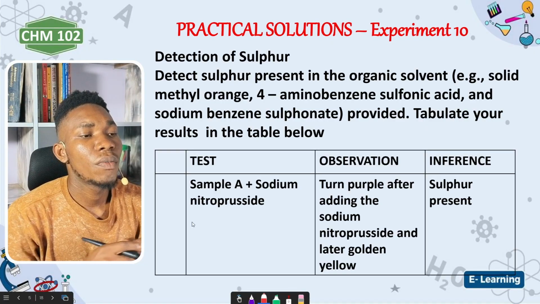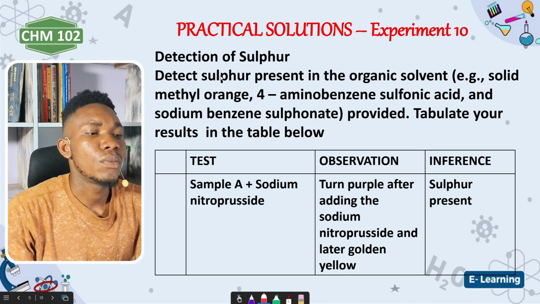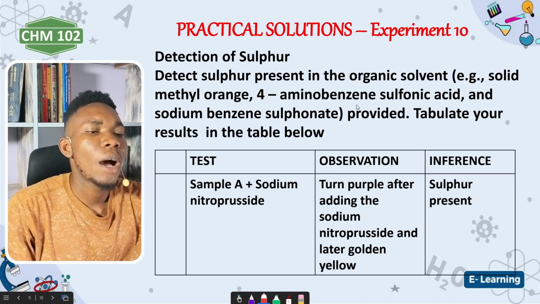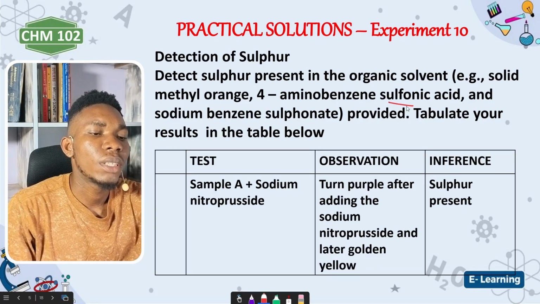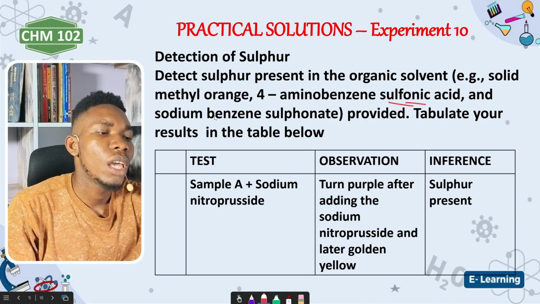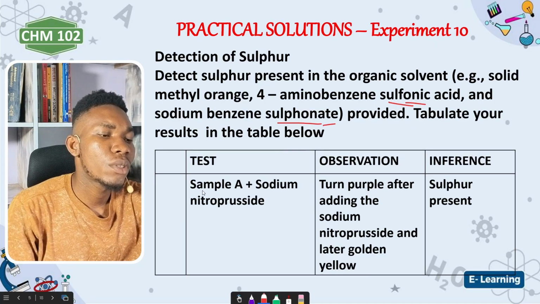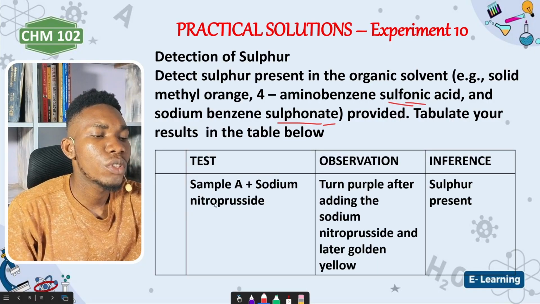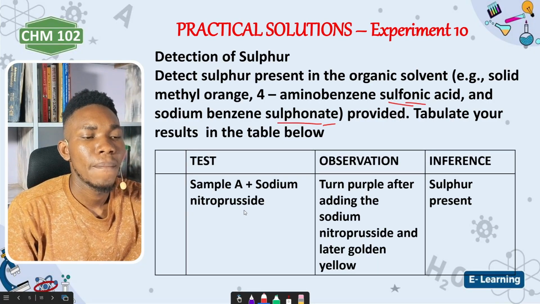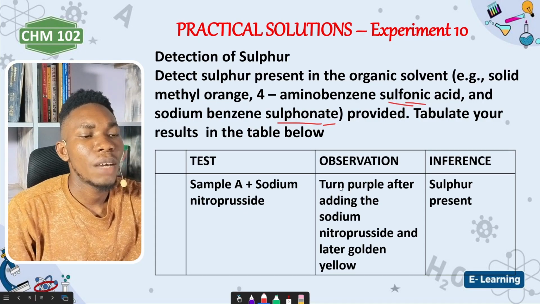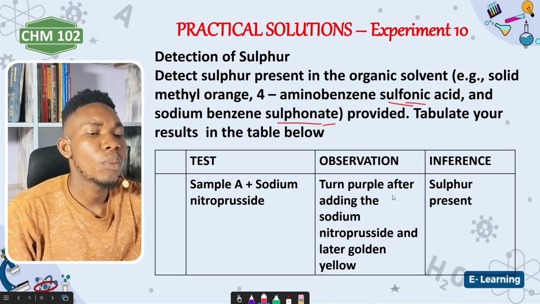Now, each of these compounds given to you, methyl orange contains a sulfur functional group. 4-amino-benzoic sulfonic acid also contains a sulfur functional group. Even sodium benzoate sulfonate also contains the sulfur functional group. So you have sample A plus sodium nitroprusside. Are you getting it? Now, they say the observation you have is that it turns purple.